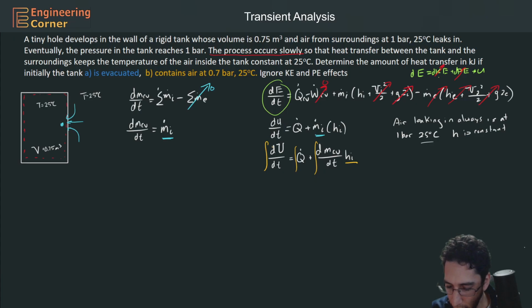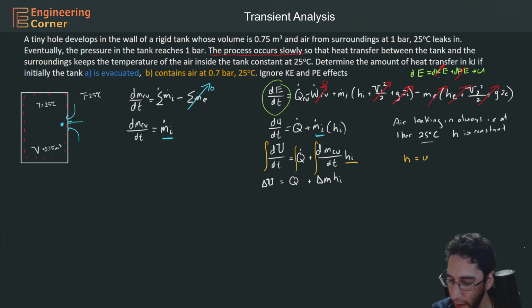When we do that, we're going to have some change in my internal energy is equal to, well, Q dot is just going to become Q, heat transfer. Then here, this is going to be some change in mass. And because enthalpy came outside of our integral, it's just going to be times our initial enthalpy, or enthalpy that's coming into our system.